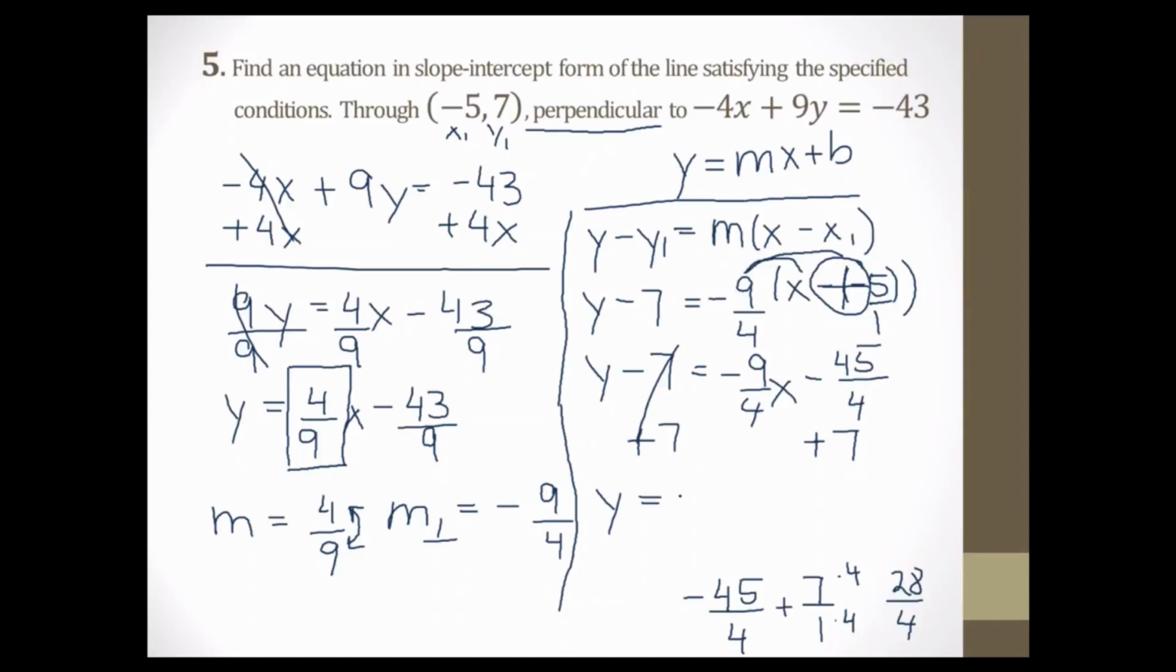So y equals, first of all, my slope, -9/4x, and then -17/4. So that is the equation of a line that goes through the point -5,7 and is perpendicular to this given equation. Give us just a second, we are switching.